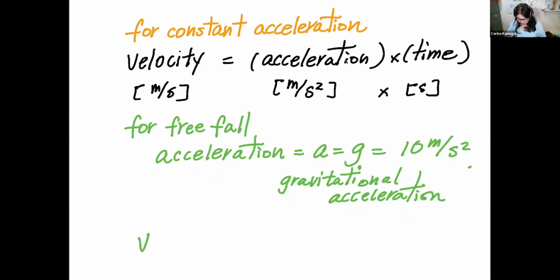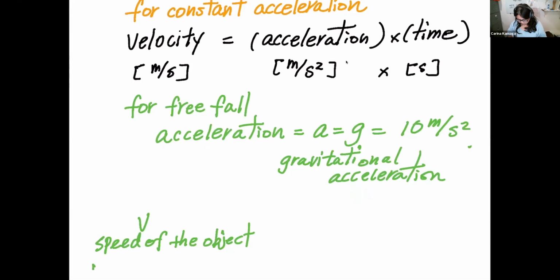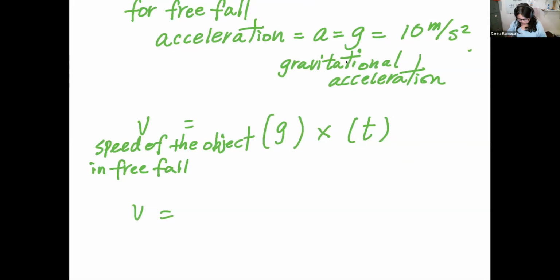So the speed of the object in free fall is equal to, what do you think? g times t. v equals g, which is 10 meter per second squared, times t.